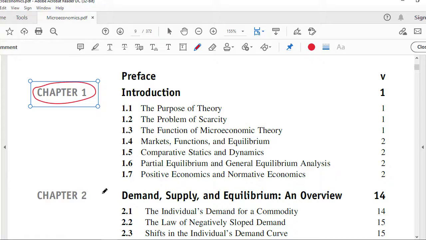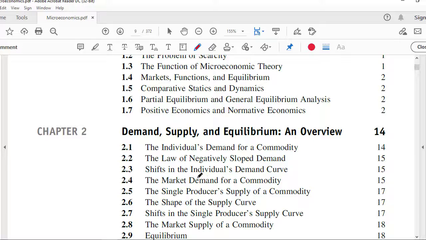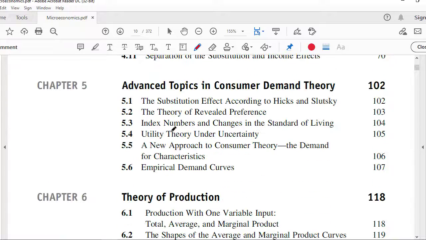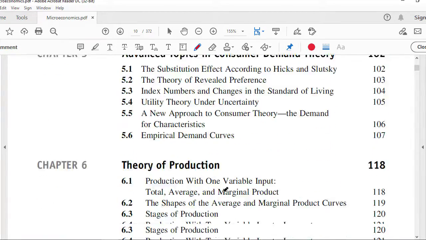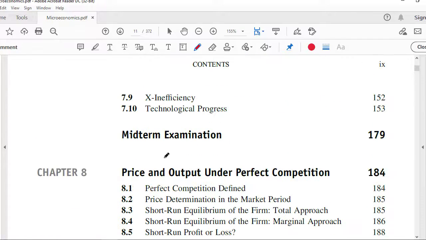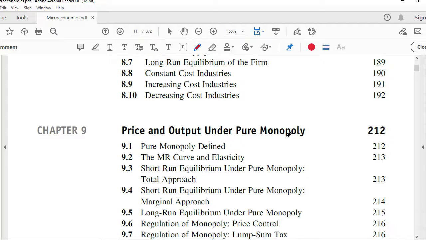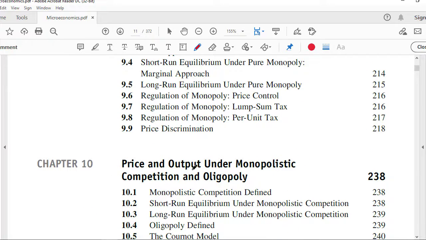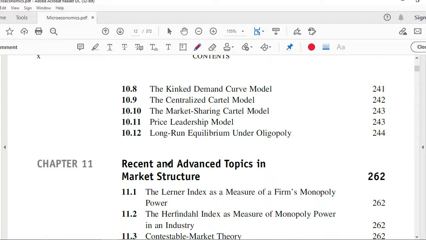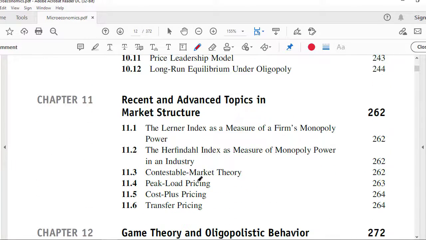After this, chapter 2, demand, supply and equilibrium, an overview, the measurement of elasticity, consumer demand theory, and advanced topics in consumer demand, theory of production, costs and production, price and output under perfect competition, price and output under pure monopoly, price and output under monopolistic competition and oligopoly, recent advanced topics in market structure. This is also important, do not skip this.